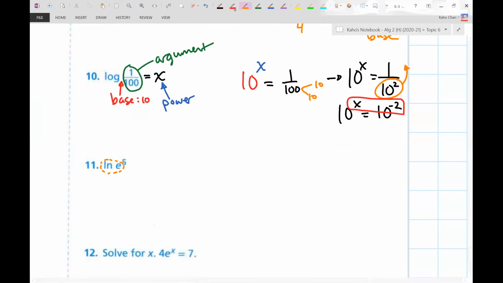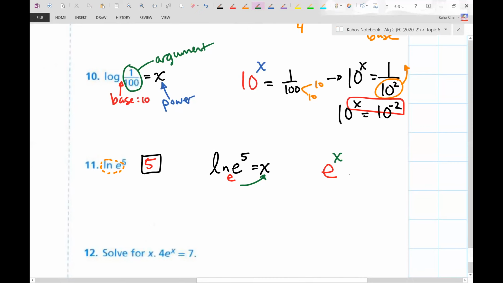Ooh, interesting. Number 11, ln and e are inverses of one another. They cancel. The answer is 5. No way, that easy. Let me prove it to you. Set it equal to x. The base is e. Here we go. e to the x power equals e to the 5th power. That whole thing. And there it is. Bases are the same. The exponents must equal each other.